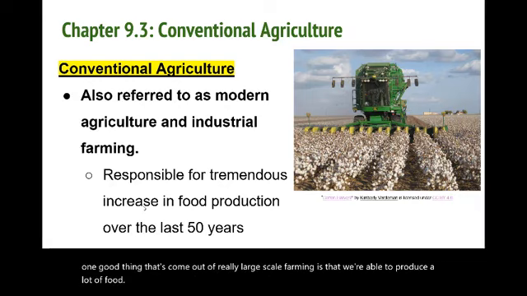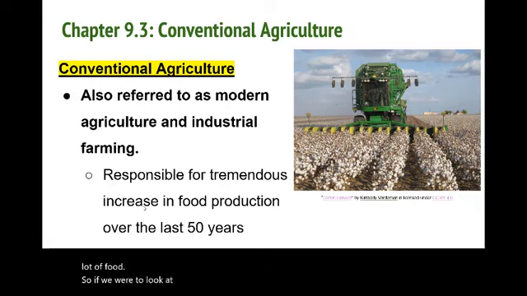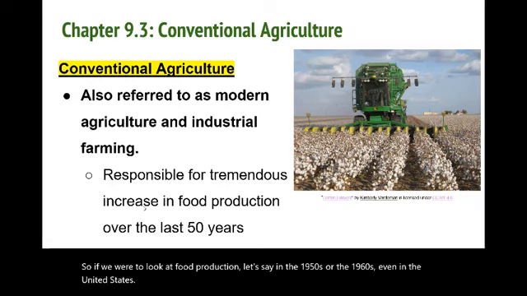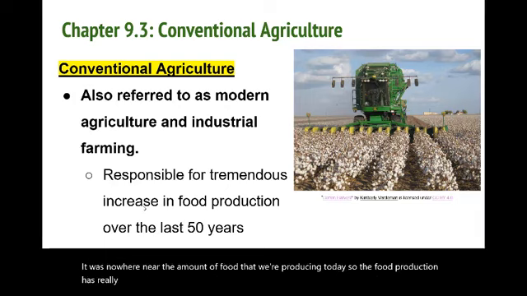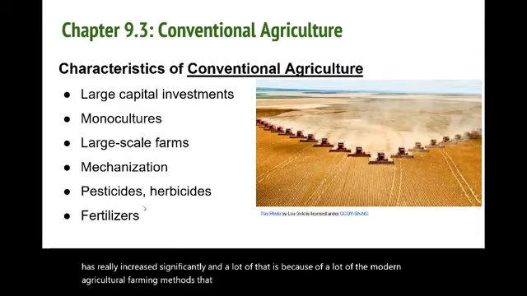So if we were to look at food production, let's say in the 1950s or the 1960s, even in the United States, it was nowhere near the amount of food that we're producing today. So the food production has really increased significantly, and a lot of that is because of a lot of the modern agricultural farming methods that we're going to talk about.